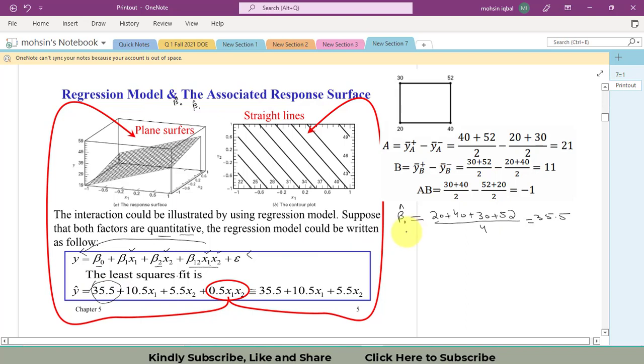We are done with the first value. Then we will calculate beta 1. So look at this, beta 1 is written with x1. Okay, so beta 1 is the estimate for the first variable.